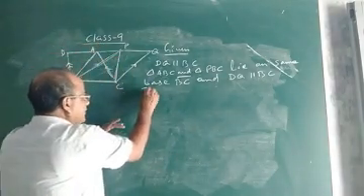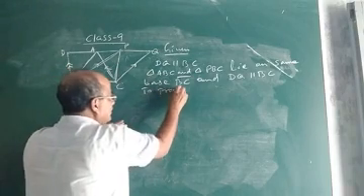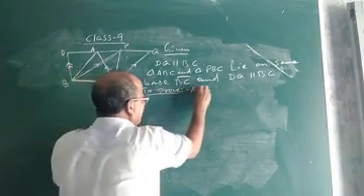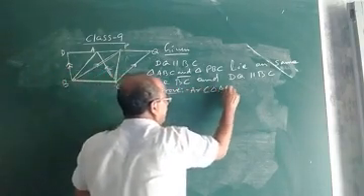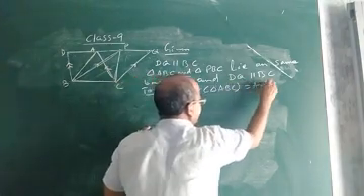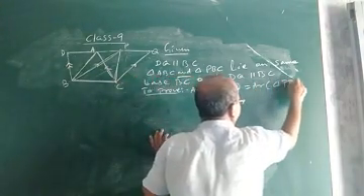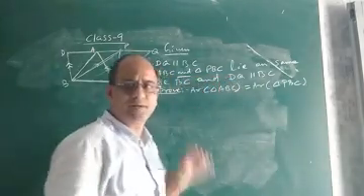Okay. So what do we need to prove? We need to show that area of triangle ABC equals area of triangle PBC. How to prove it? Let us see.